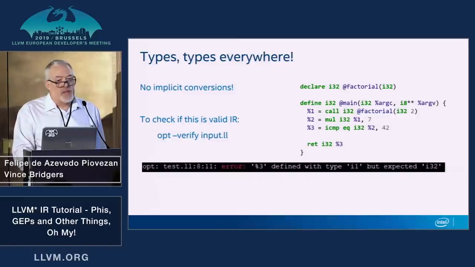There is a way to check this if you wish to do so. You can use the opt tool with a verify flag, and this will tell you whether these issues exist or not. This is useful for writing your own IR or debugging compiler-generated IR.